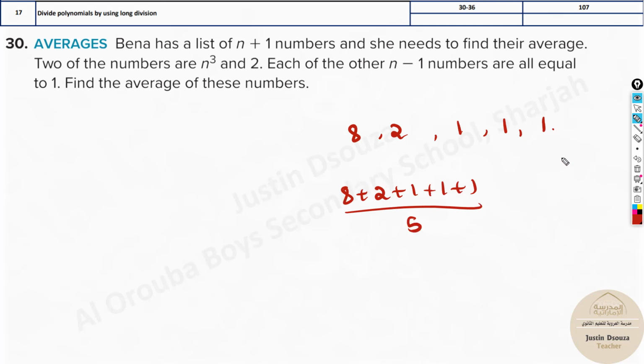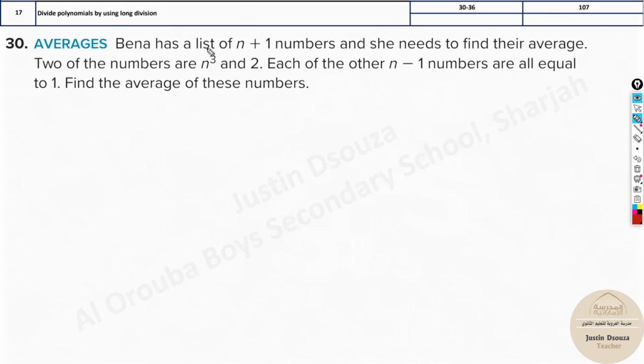This is the average. But here we don't know this n. We can't just guess any number. But we know one number is n cube, one more is 2, and all the other n minus 1 numbers, this can be 5 remaining numbers, or 6 numbers or 7 numbers, are all 1. We don't know how many remaining, but they are all equal to 1.